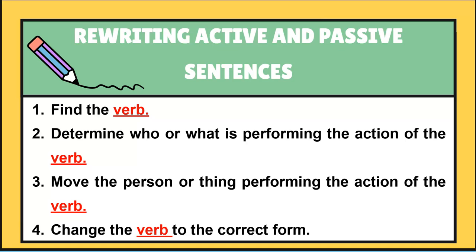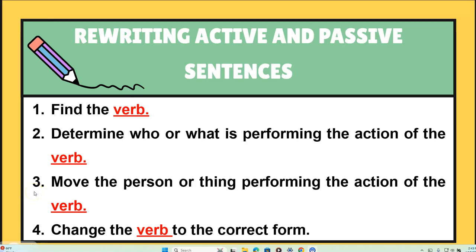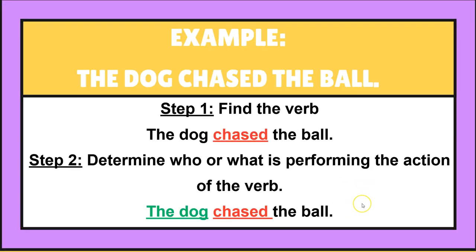After you figure out who or what is performing the action, step number 3 is to move it. So if the person or thing performing the action is at the beginning of the sentence, you're going to move it to the end of the sentence. If it's at the end of the sentence, you're going to move it to the beginning of the sentence. Last but not least, the final step is to change the verb to the correct form, and we're going to look at an example of how to do that here in just a second.